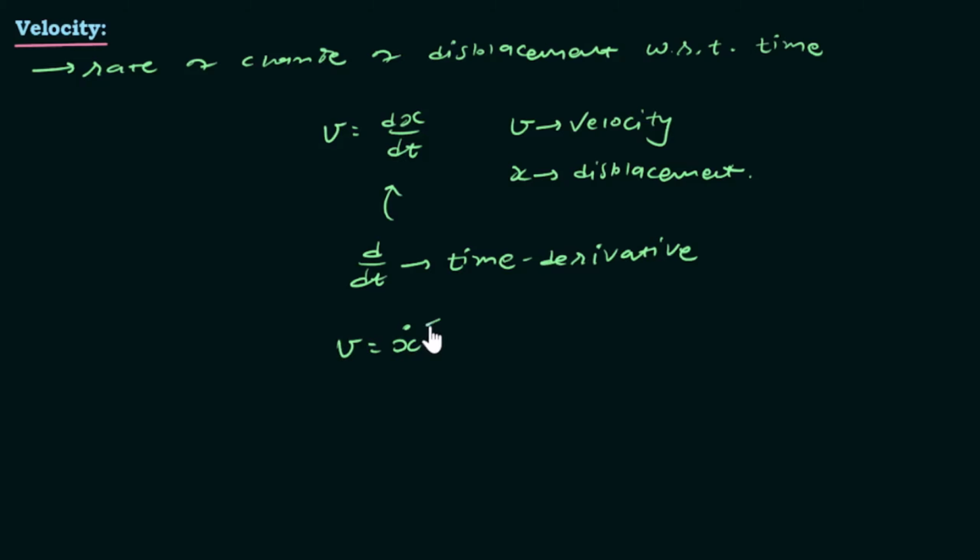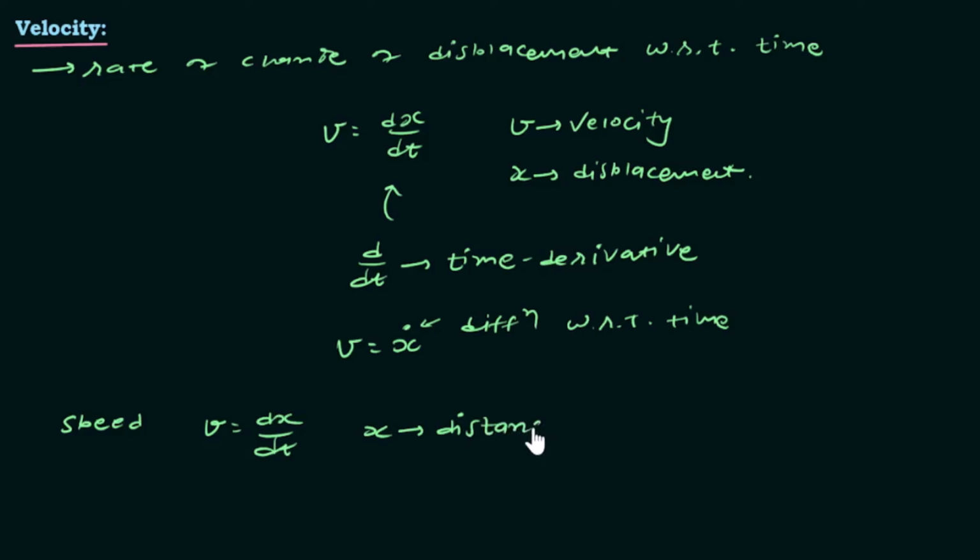This dot represents differentiation with respect to time. Similarly I can put speed v equals dx upon dt, where x is the distance. So differentiation of distance with respect to time will be our speed.